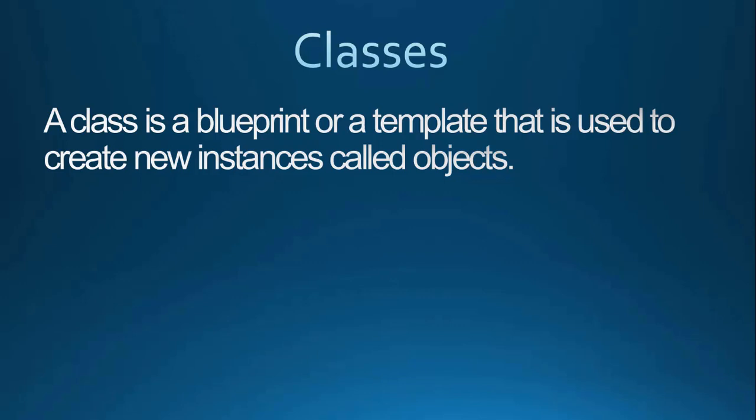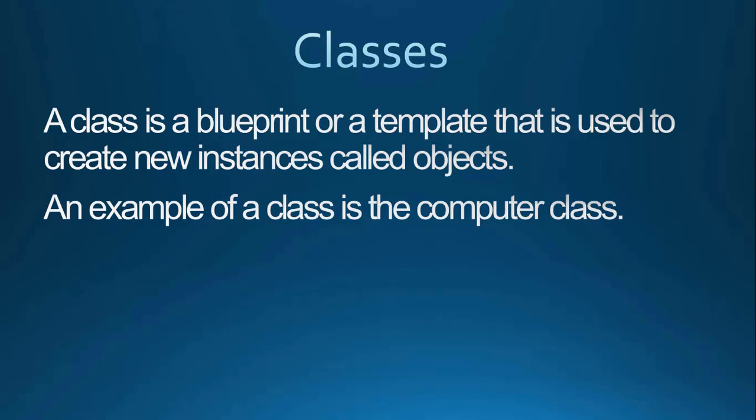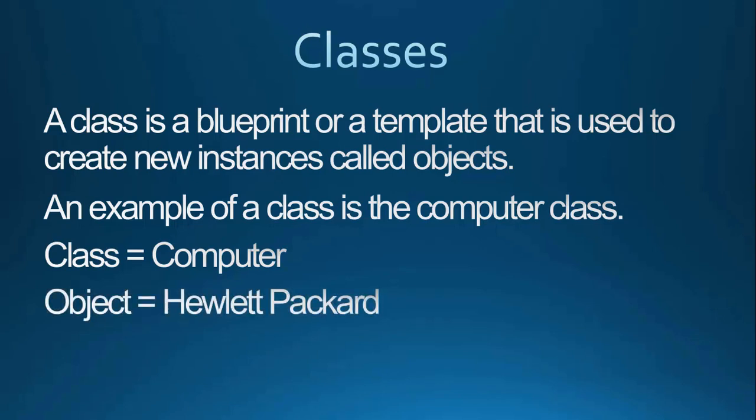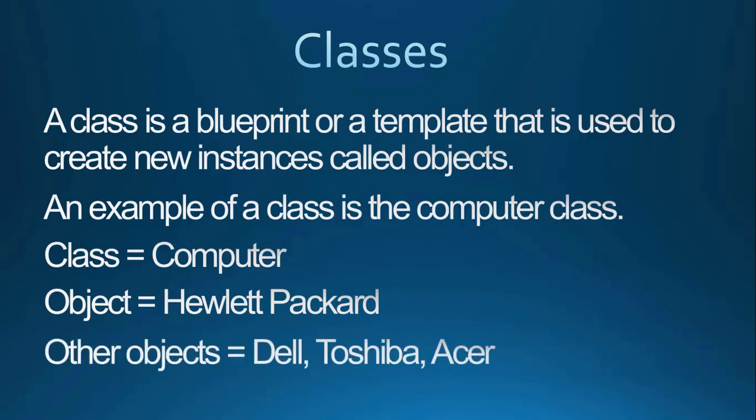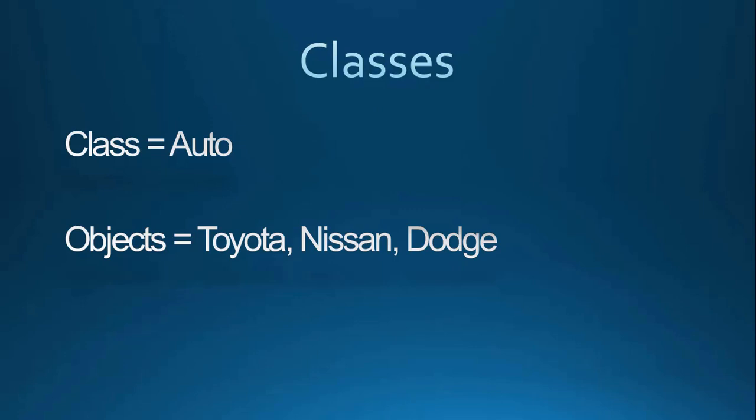An example of a class is the computer class. In this example, computer is the class. An object of the computer class might be Hewlett-Packard. Another object could be Toshiba, Dell, or possibly Acer. And another example of a class could be the auto class. In the auto class, you could have objects like Toyota, Nissan, and Dodge.